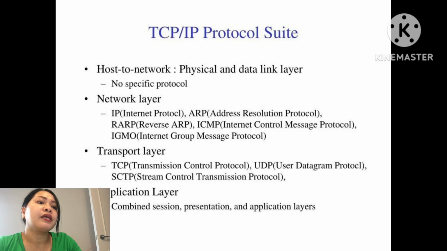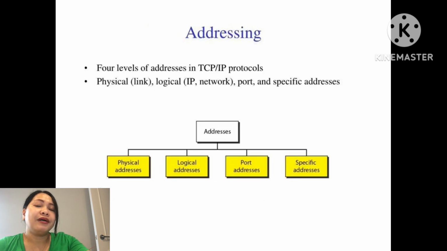Transport layer: TCP, Transmission Control Protocol; UDP, User Datagram Protocol; SCTP, Stream Control Transmission Protocol. Application layer: combined session, presentation, and application layers. Addressing: four levels of address in TCP/IP protocols: physical, logical, port, and specific addresses.